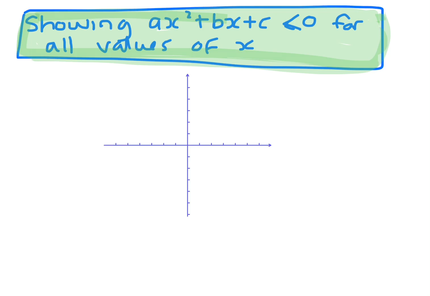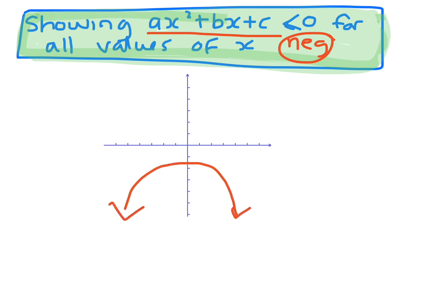Okay, so this is looking at showing that a quadratic expression, ax squared plus bx plus c, is always less than 0, always negative for all values of x. Okay, so if it's going to always be negative, then the resulting graph would have to be below the x-axis. So two things happen when it is below the x-axis.